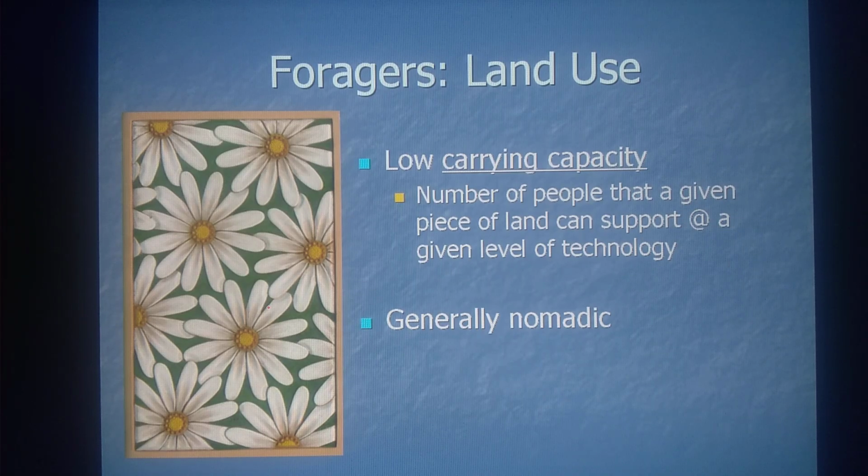We'll talk about carrying capacity in relation to other means of subsistence, other levels of technology, and you'll see that the carrying capacity will become greater and greater as we go along because those other strategies are more efficient. Food foraging is the least efficient strategy in terms of the amount of time and energy you have to invest in order to get something out of the land. It also has the lowest carrying capacity.